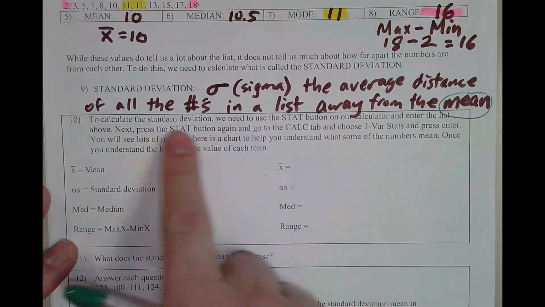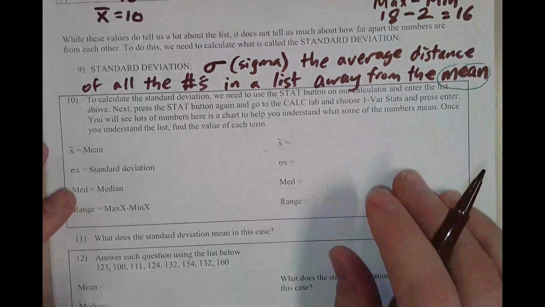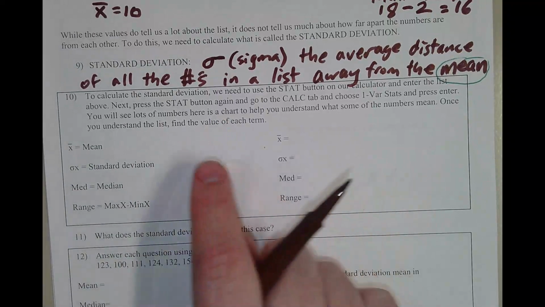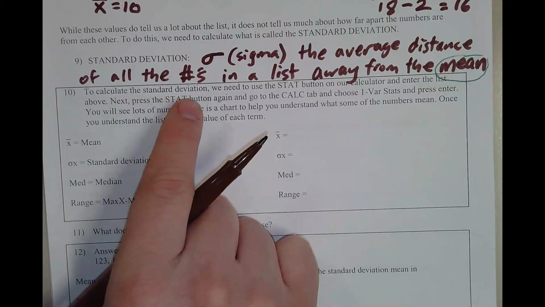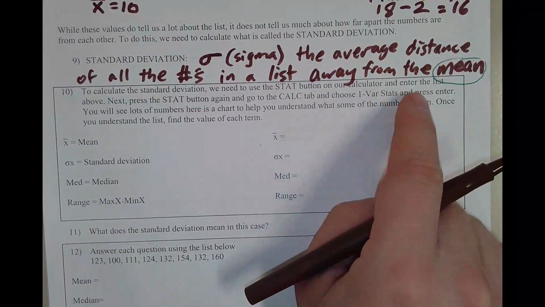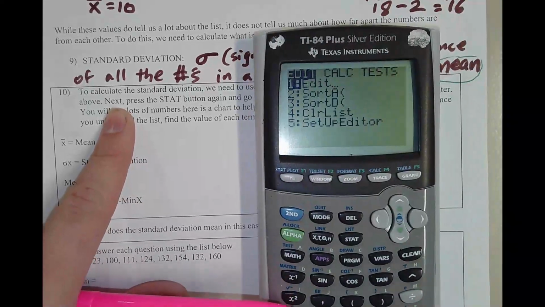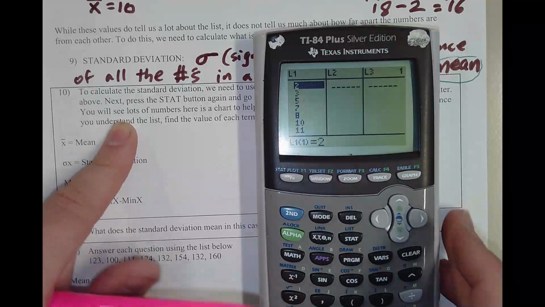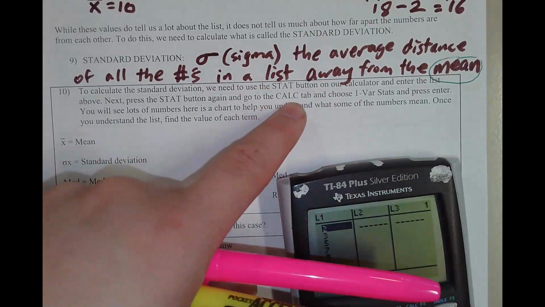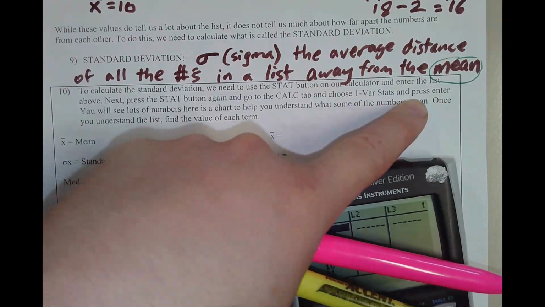So you can go ahead and read with me this next part. We already did this next part, but we're going to go ahead and read it so we understand that these steps, you can memorize them pretty quickly. It says, to calculate the standard deviation, we need to use our stat button on our calculator and enter the list. So again, let's repeat the steps we did. We pressed stat, and we had to enter the list into our calculator. That's good. Next, we press the stat button again, go to the calc tab and choose one var stats. That's one variable stats, and press enter.